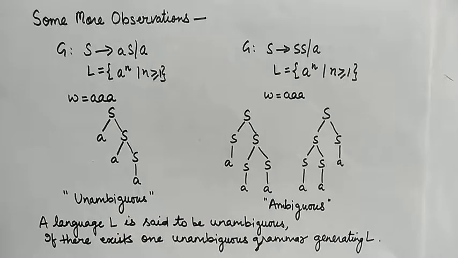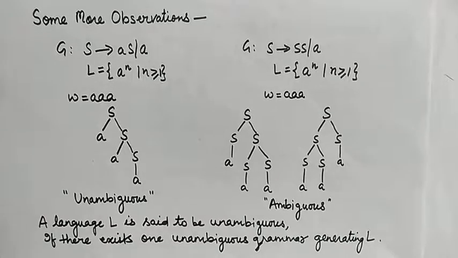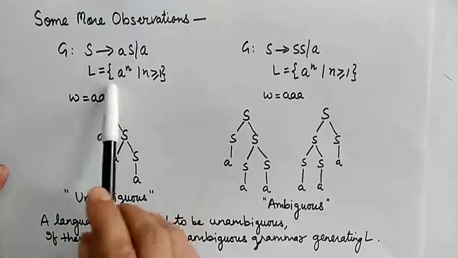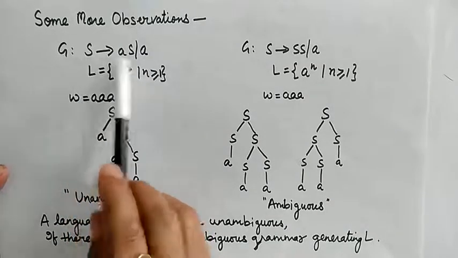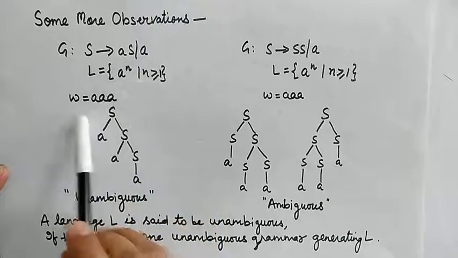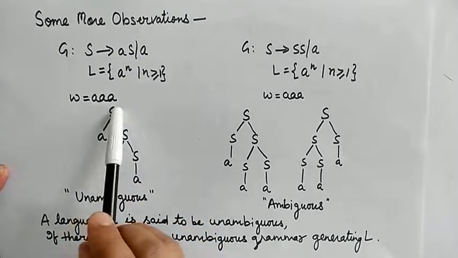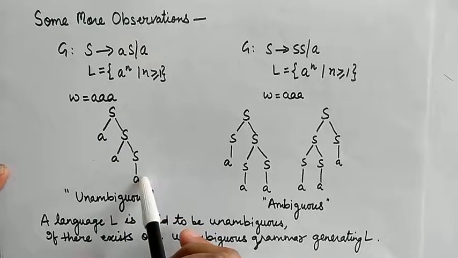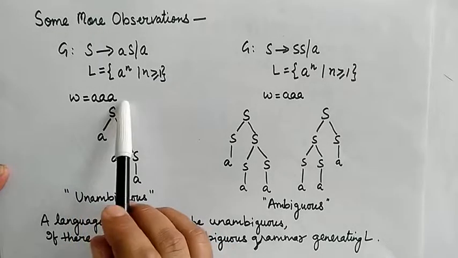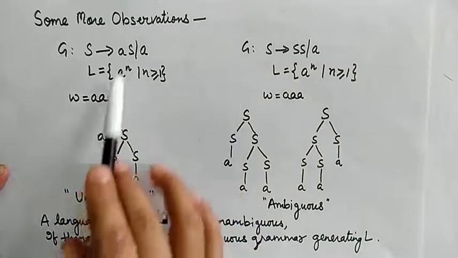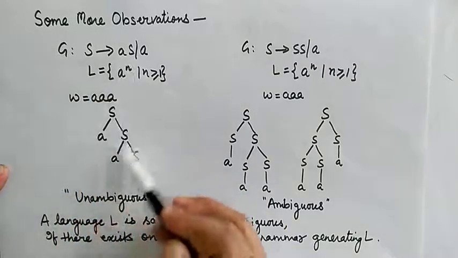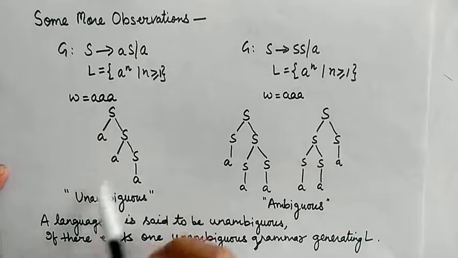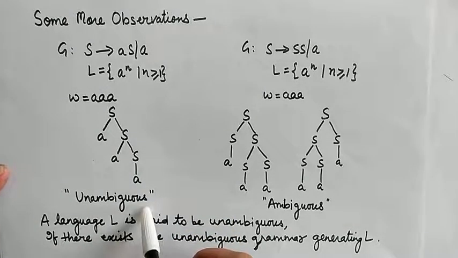Let's discuss some more observations here. I am using a grammar here to generate this language. This grammar has two productions, and if I want to derive a string from this grammar, this is the derivation tree for that. And we see for this string, or for any string of this grammar, there is only one possibility. So this grammar is an unambiguous grammar.